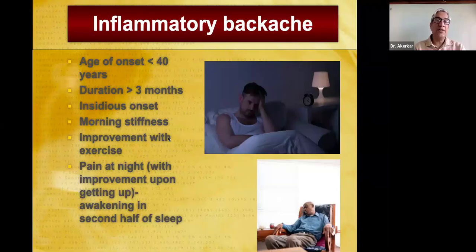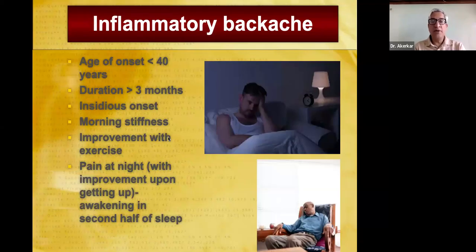Once a person gets up, once he starts moving around, the blood circulation increases, it washes away the cytokines from the sacroiliac joint and the vertebral areas, and that is how the morning stiffness, the pain and stiffness, goes down. So this is what makes morning stiffness extremely important in diagnosing inflammatory backache. This pain, inflammatory back pain, improves with exercise. The same reason that I told you, when one exercises, blood supply improves, blood supply washes away the cytokines, and that is how there is improvement as far as the pain is concerned.